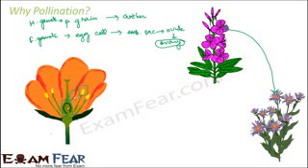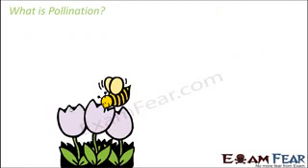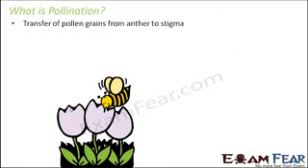So how do I transfer the male gamete from here to here? Pollination does the same. It transfers the male gametes from anther to stigma. So stigma is this place. Once it reaches the stigma, it can actually reach the ovule. So pollination is the transfer of pollen grains from anther to stigma.